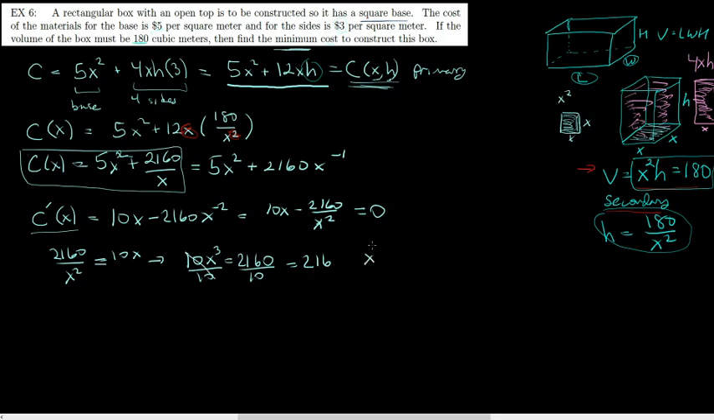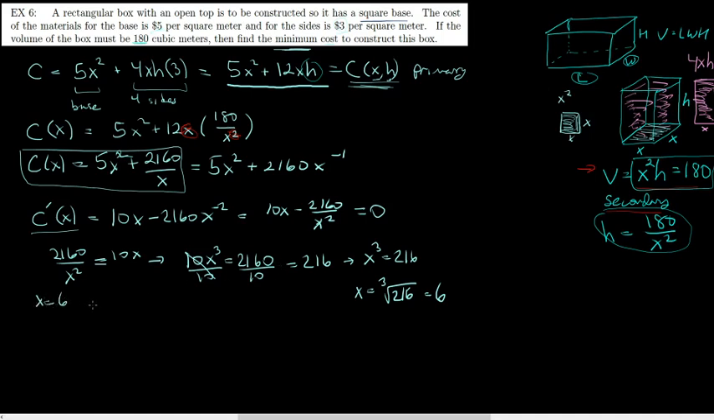So x cubed equals 216. And so to solve for x, you just take the cube root of 216, which I think is 6. Don't quote me on that. Hang on, I'm just double checking on my calculator here. Yep, 36 times 6 is 216. So there we go. We have our critical number. Our critical number is x equals 6.